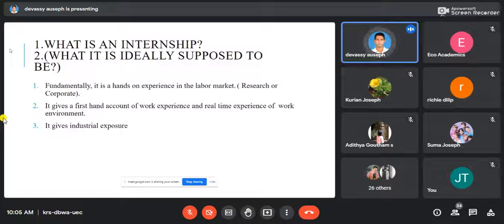Now, at this juncture, I'd like to make a small distinction between a research internship and a corporate internship. I'm only talking from an economics point of view. For an economics graduate, there are two types of internship a person can do: a research internship or a corporate internship. A research internship pertains to academic circles like a think tank. A think tank is an academic organization which gives working papers and research papers.